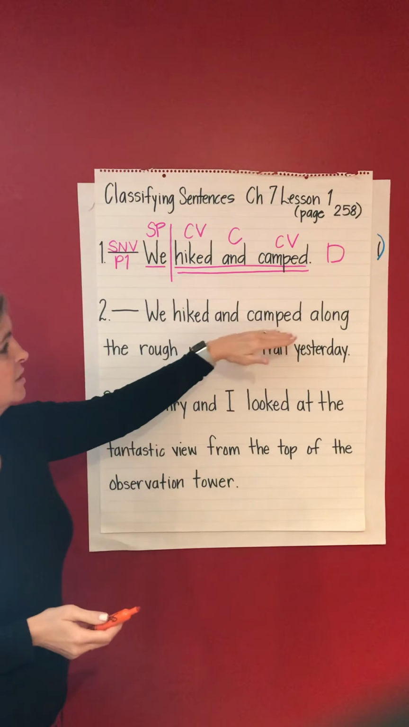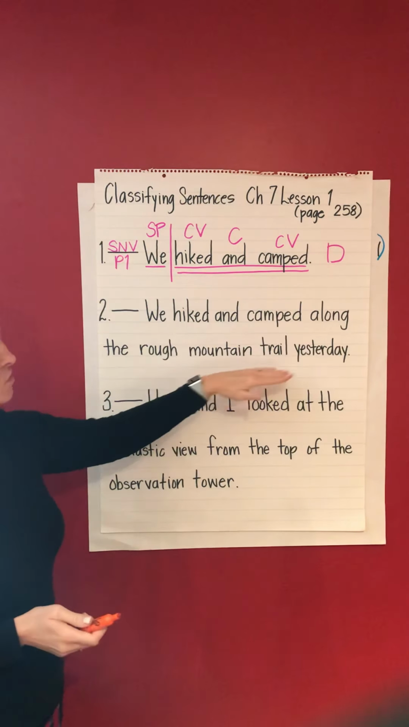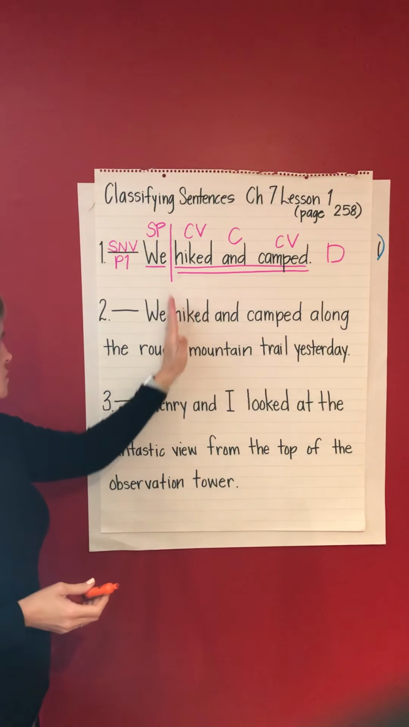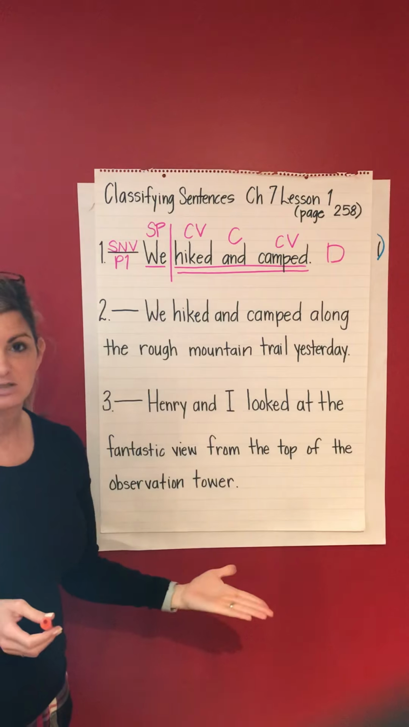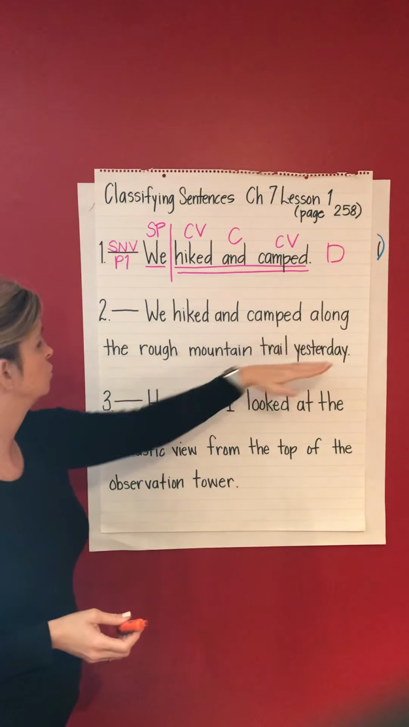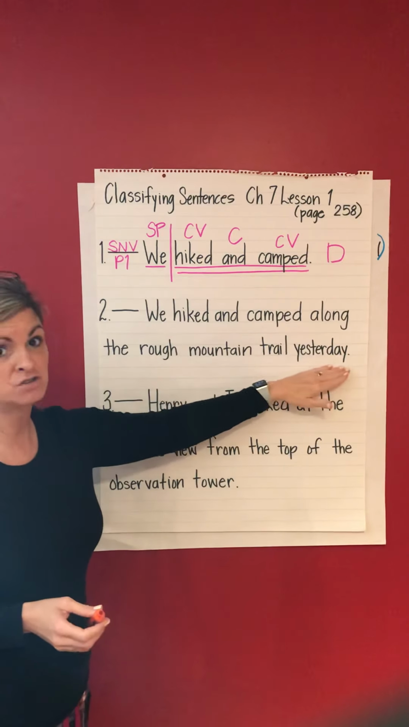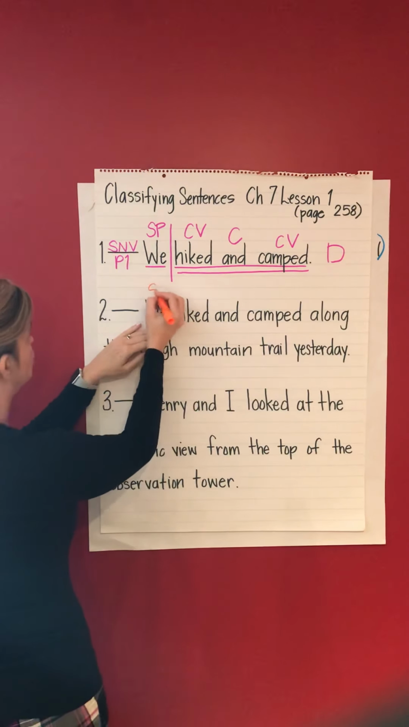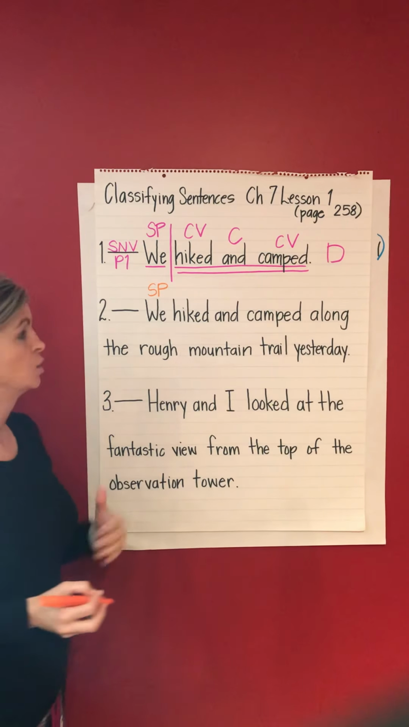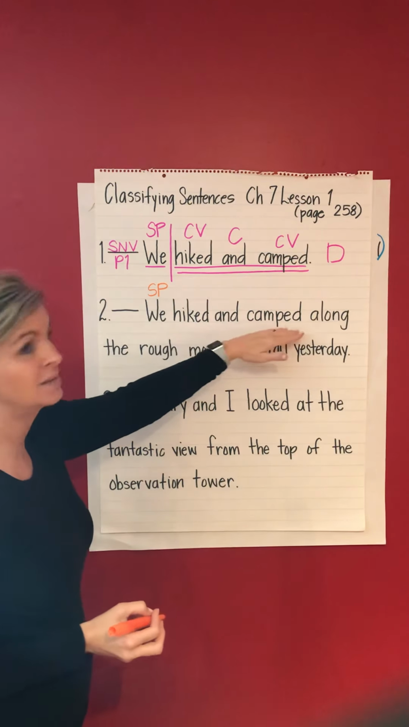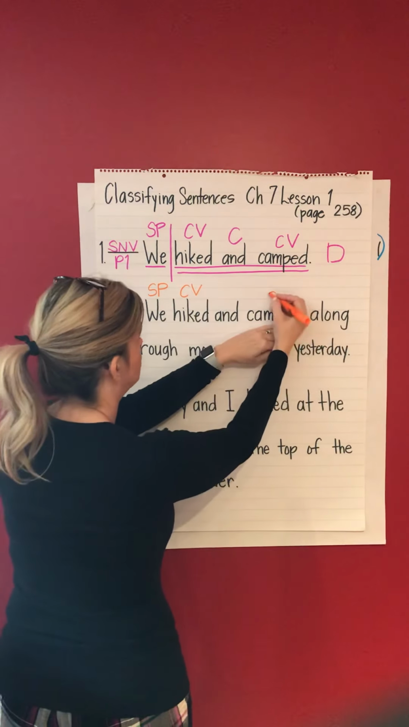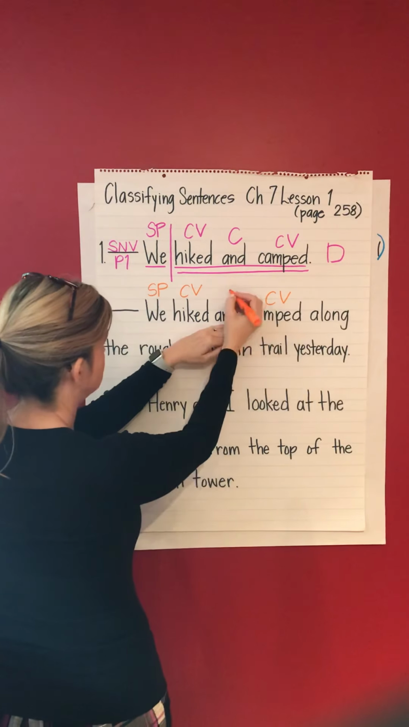We hiked and camped along the rough mountain trail yesterday. So again, the same sentence, but this time it has more words in it. Okay, so who hiked and camped along the rough mountain trail yesterday? We, subject pronoun. What is being said about we? We hiked and camped. Hiked, compound verb. Camped, compound verb. And, conjunction.